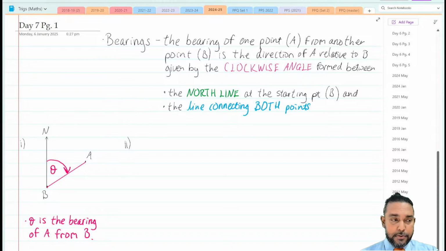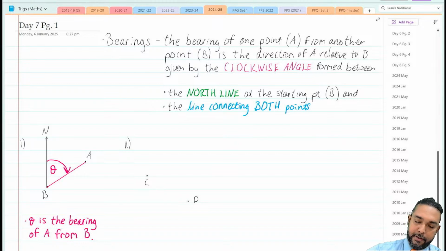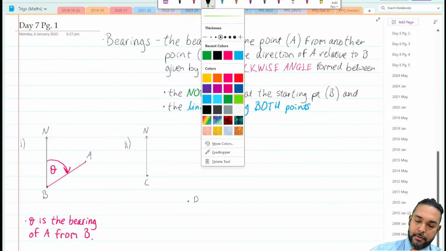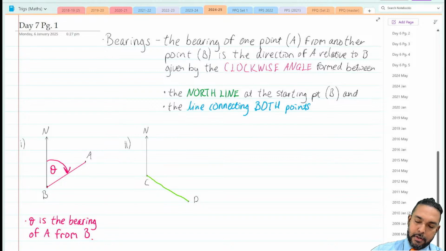Right, sorry. So that's that one. Let's take a look at a couple more examples. So let's say we had a point C down here. Actually, no, let's move C up a little bit. Yeah, let's put C there, and let's put D down here. So again, we need a north line. In every bearings question, you must have your north line. So that's the north line at the start point, which is C, and we have a line connecting C and D, and the clockwise angle between them is the bearing of D from C.